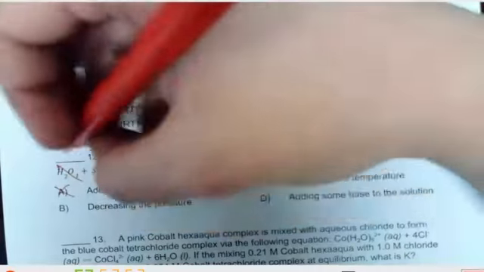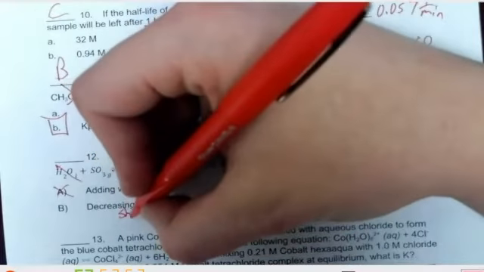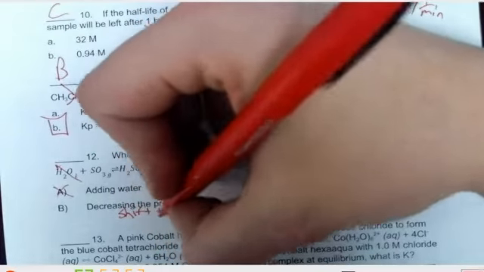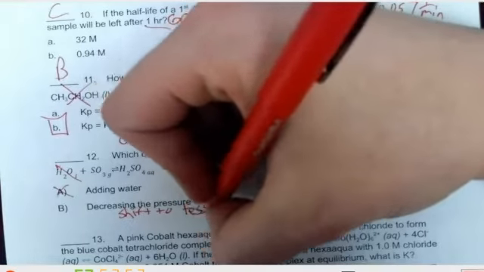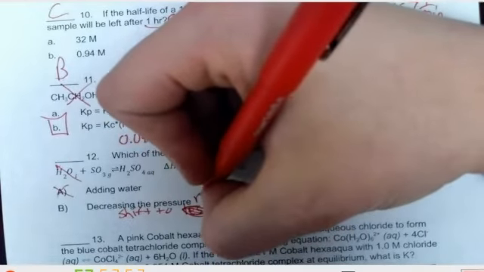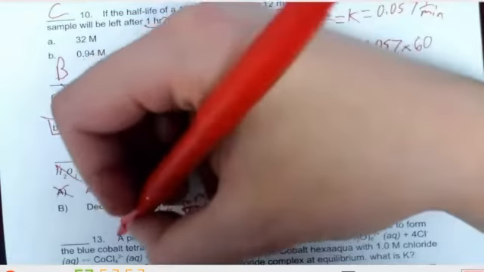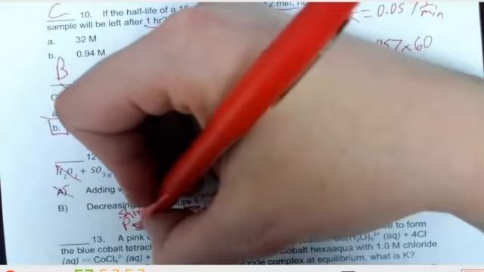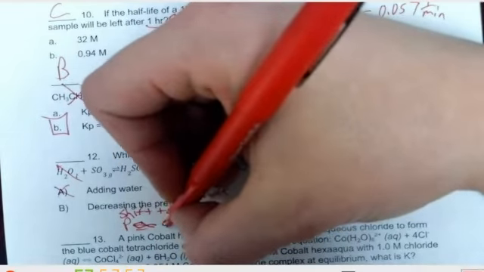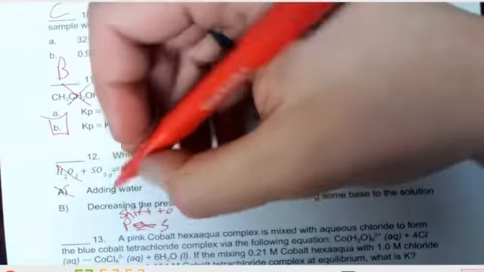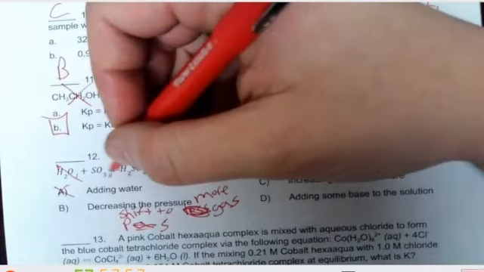Decreasing the pressure. When we decrease the pressure, it shifts to more gas. Pressure is proportional to solubility or molarity. So high pressure, highly soluble. Low pressure, low solubility. So it's going to escape back into the gas phase.